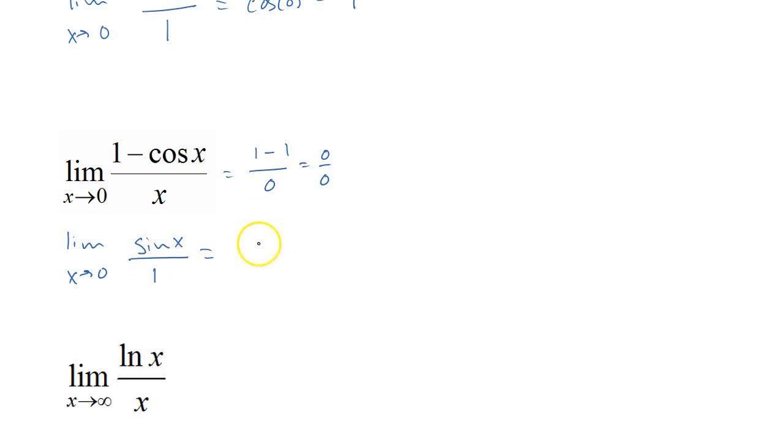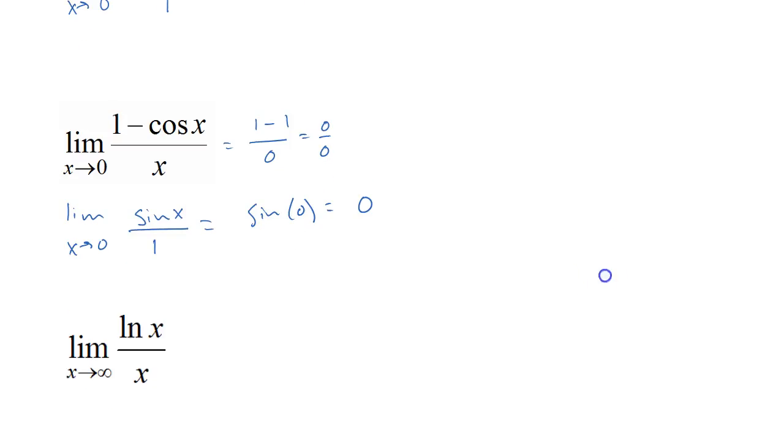Plug it in, do the direct substitution. We'll have the sine of 0, and the sine of 0 is 0, which is what we said back in chapter 1, that 1 minus the cosine of x divided by x as x approaches 0 was 0.